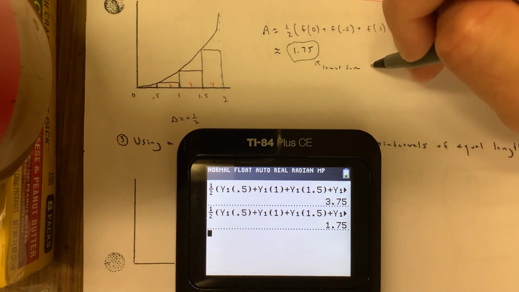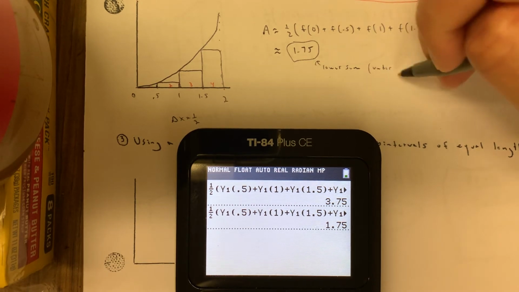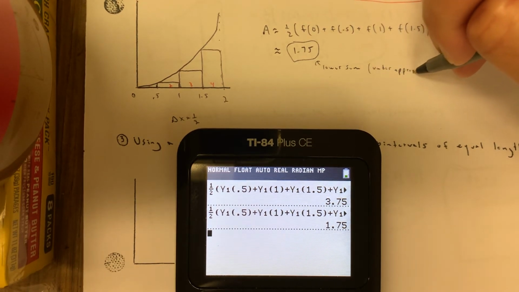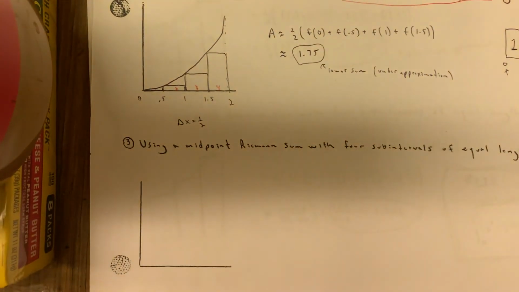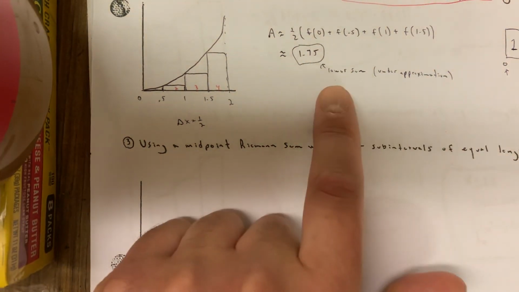Here, the lower sum really means it's an under approximation. It's an under approximation. Approximate. I get real British when I do these, terrible accent. Anyway, under approximation right there.